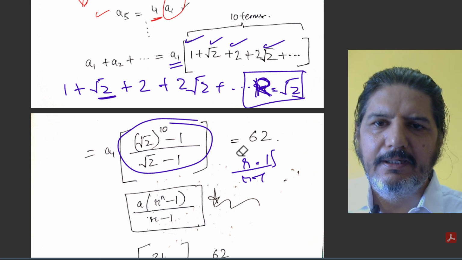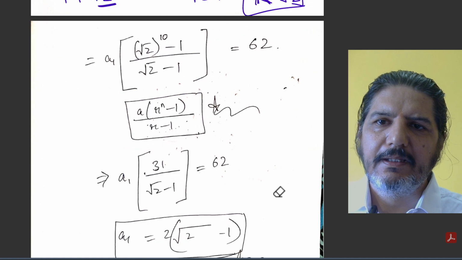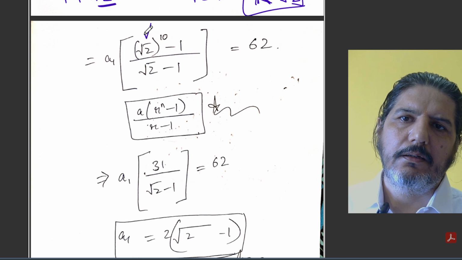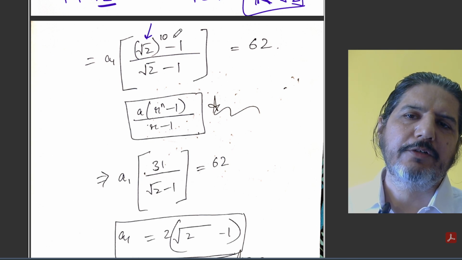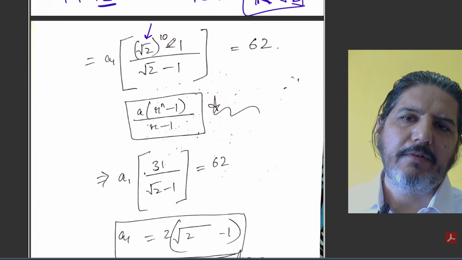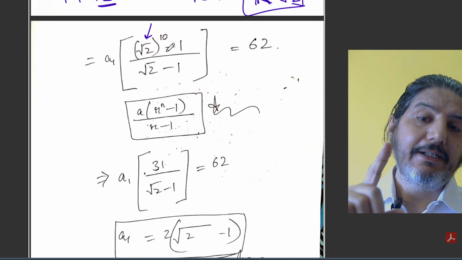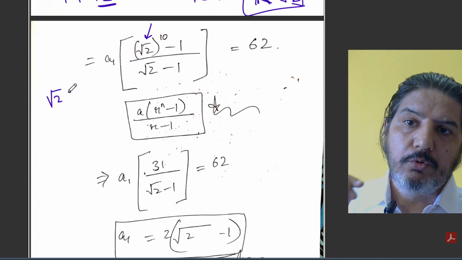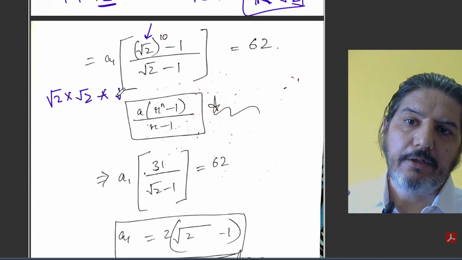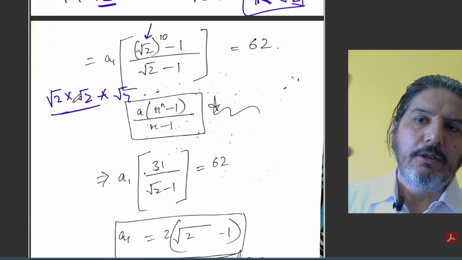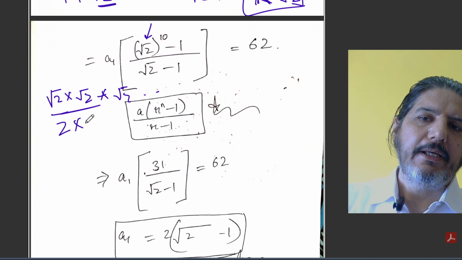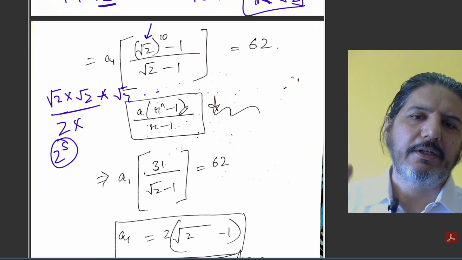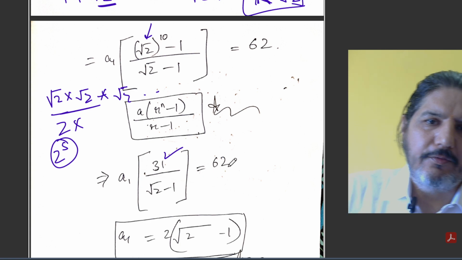And once I've used that formula, I put the value of R, which I have told you is root 2. So root 2 raised to 10 minus 1 upon root 2 minus 1. So A1 times root 2 raised to power 10 would be equal to 32. Why 32? Because root 2 into root 2 is 2, so we'll be having a term like 2 raised to power 5. So 2 raised to power 5 would be equal to 32. 32 minus 1 is equal to 31, and this is root 2 minus 1.